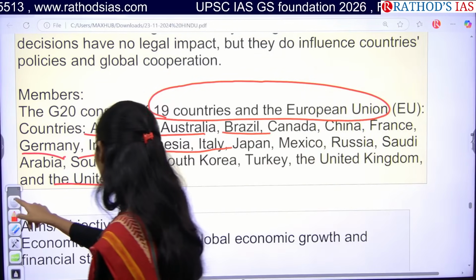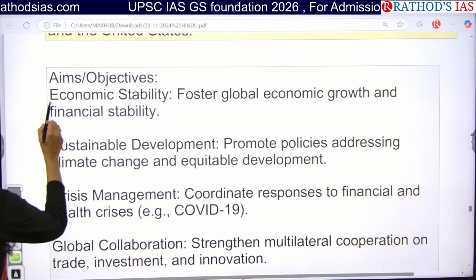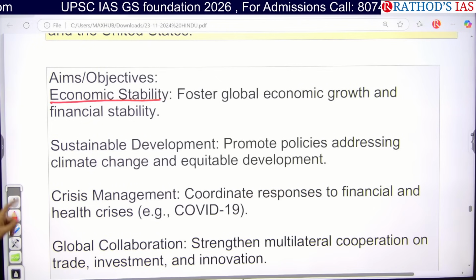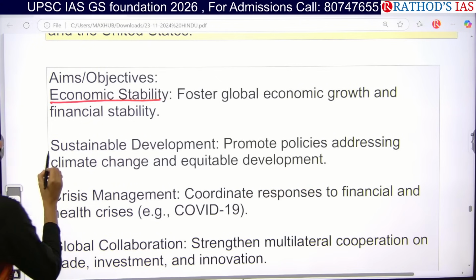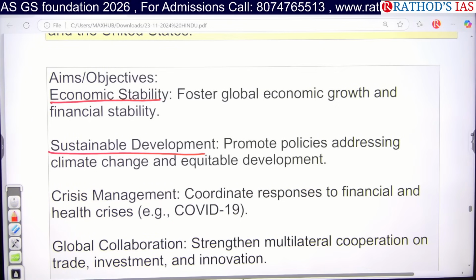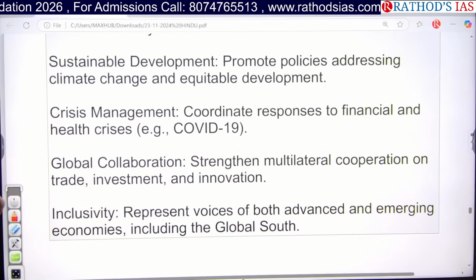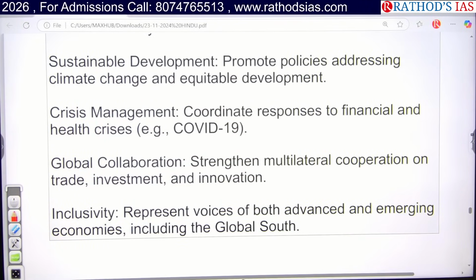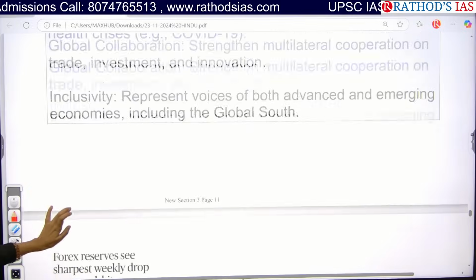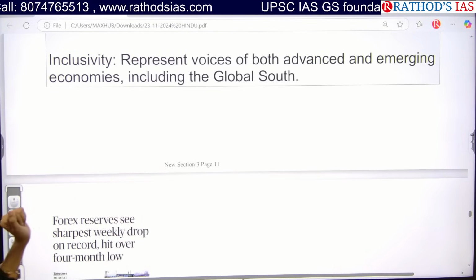Okay. And see what the objectives of this G20 are. The first one is we are focusing on economic stability. So we are always focusing on economic growth as well as financial stability. And we will be focusing on sustainable development. Especially we have to address climate change and equitable development. And we will always be focused on crisis management, especially financial and health crisis. And we are focusing on global collaboration as well as inclusivity. That is, developed and developing countries have to be part of this.